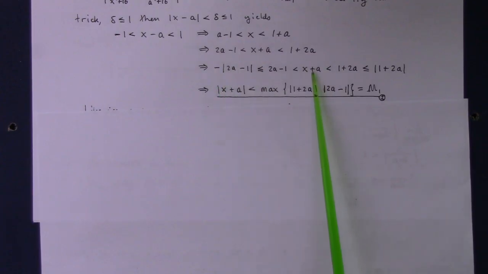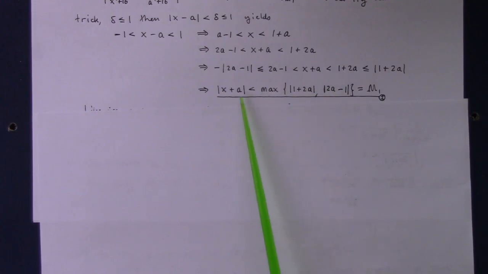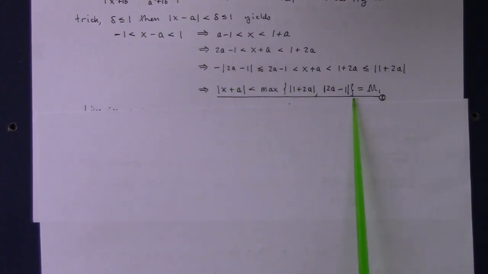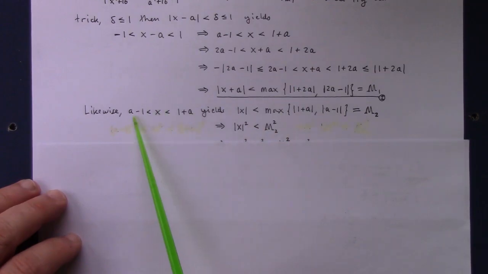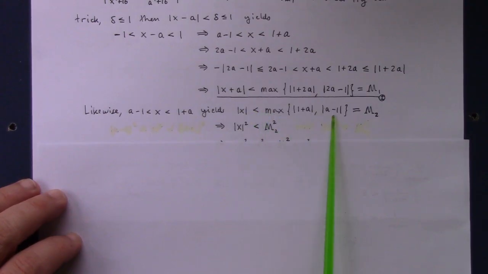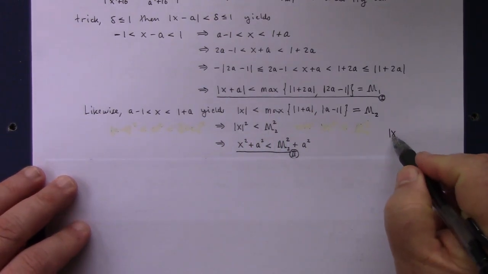we know that x plus a is within the larger of these two values' distance from the origin, which is to say that the absolute value of x plus a is less than the maximum of the absolute value of 1 plus 2a and 2a minus 1. So that's kind of nice. We don't need to break into cases. We can use this kind of argumentation. And likewise, skipping back a step or two, a minus 1 less than x less than 1 plus a yields that the absolute value of x is less than the maximum of 1 plus a and a minus 1. And I'll call that m2. So absolute value of x squared is less than m2 squared, and then adding a squared. Notice that the absolute value of x squared is x squared, right? Fun fact.